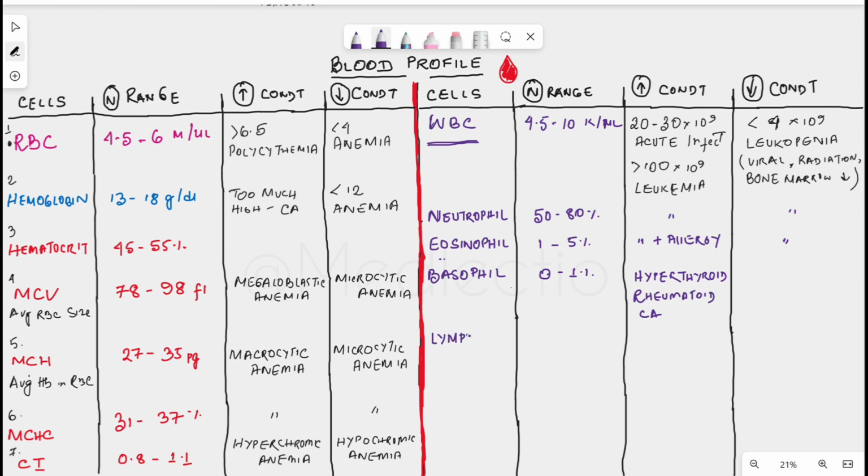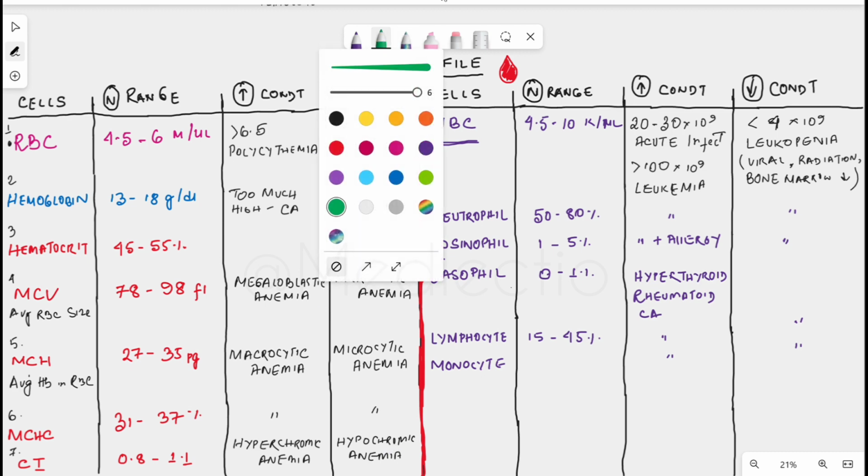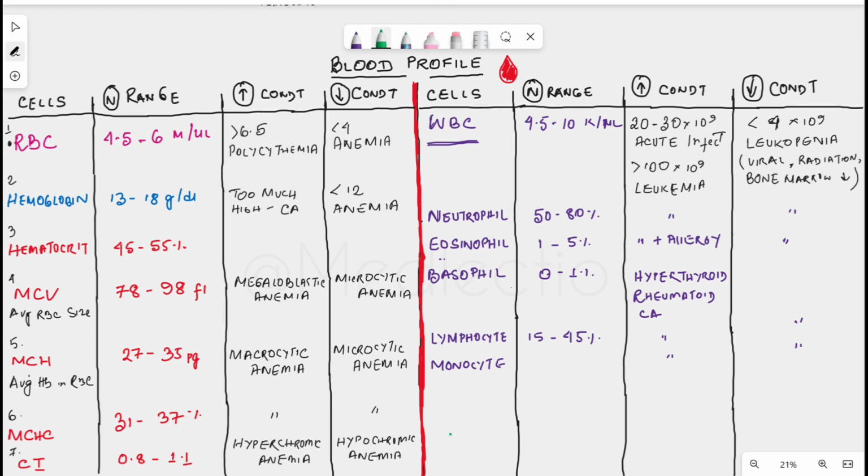So here is our lymphocyte (15 to 45%). You know the leukemias: we have two types, myeloid leukemia and lymphoid leukemia. If lymphocytes are predominant, it is called lymphoid leukemia, and if monoblasts, it's called myeloid leukemia. So you can see this in cancers. Okay, and they decrease in some conditions like viral fever or something else.